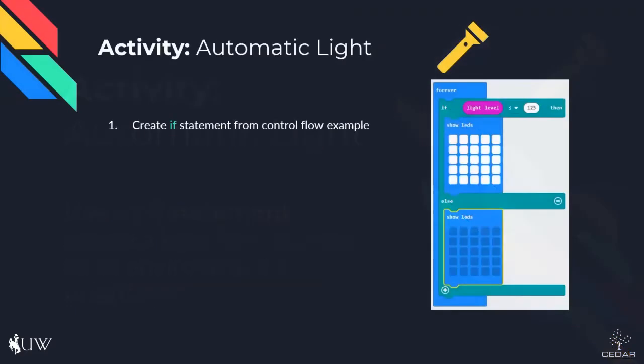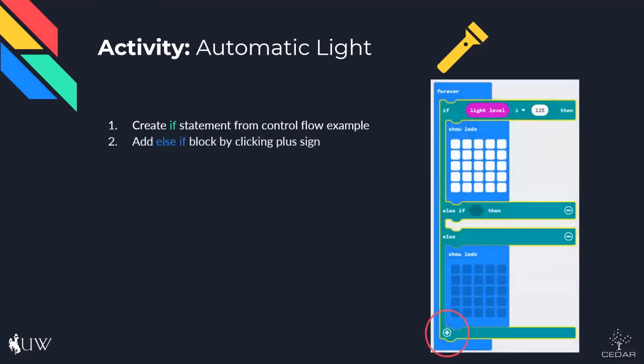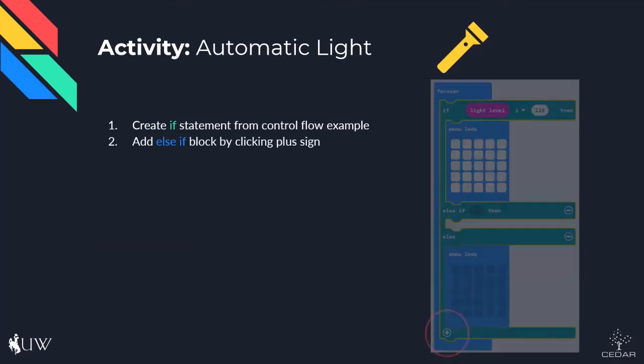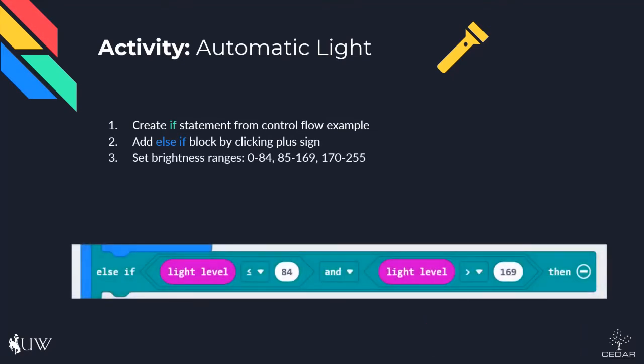First, you're going to create an if statement from the control flow example. So if you didn't follow along earlier, you might want to go back and do that. Then, when you've got your if statement, you need to add an else if block by clicking on that plus sign. Then, you're going to need to set your brightness ranges. For this activity, we're going to use 0 to 84, 85 to 169, and 170 to 255 for our ranges. So your if statement is going to end up looking something like this.